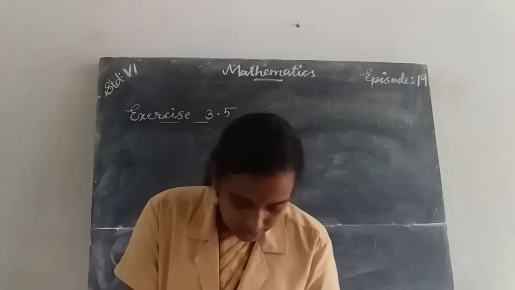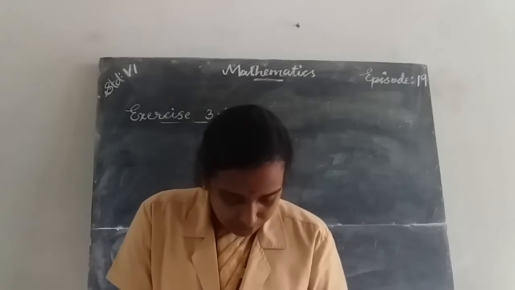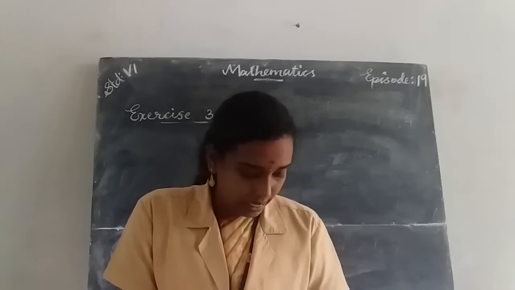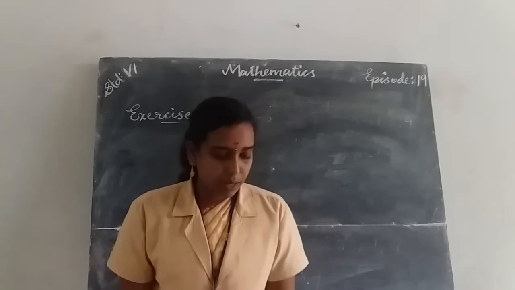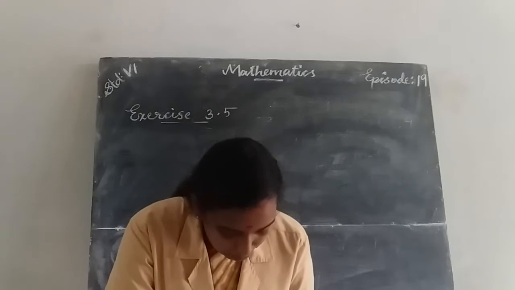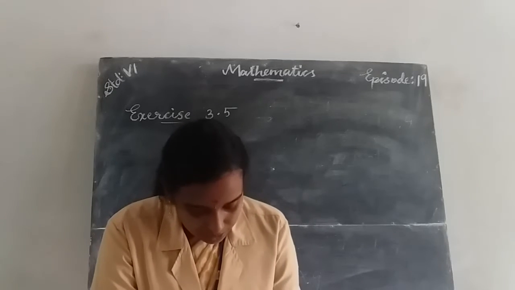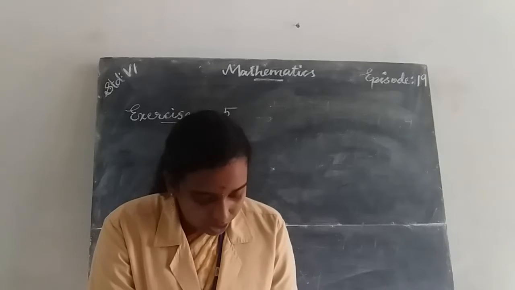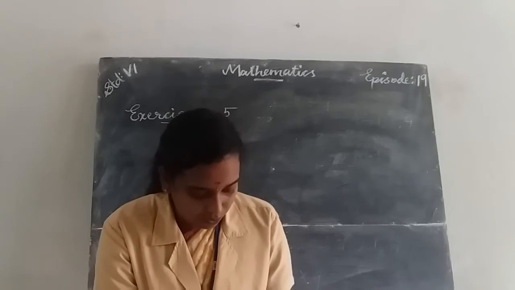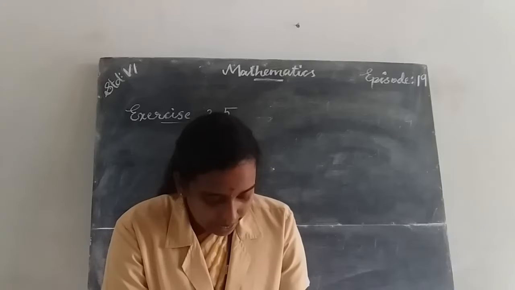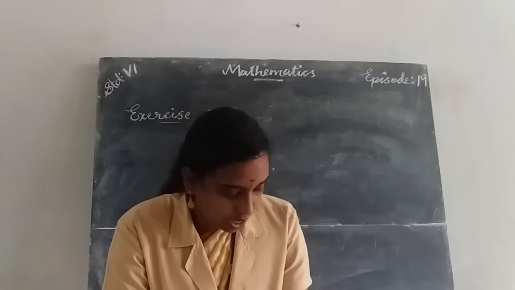Okay. Similarly, a number is divisible by both 4 and 6. If a number is divisible by two numbers 4 and 6, can we say that the number must also be divisible by 4 into 6 equal to 24? If not, give examples to justify your answer.